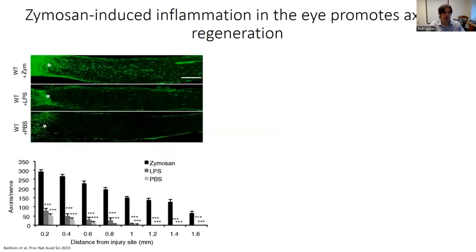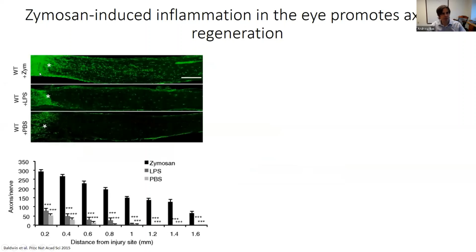And this effect of Zymosan-induced sterile inflammation that promotes axon regeneration is specific to Zymosan. It's not seen with other sterile inflammatory stimuli such as LPS. And so this is from a previous publication that came out of Dr. Segal's lab. I will orient you a little bit here. These are longitudinal sections of optic nerves that have been crushed. The eyeball and the retinal ganglion cells would be here. The star denotes where the crush injury is.